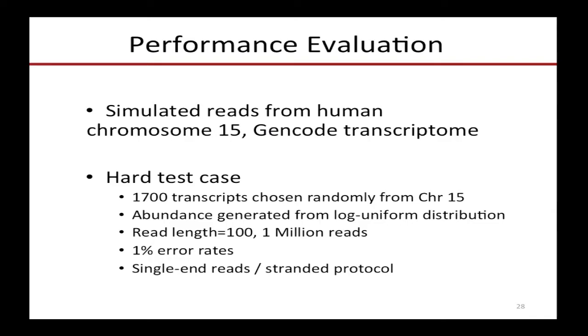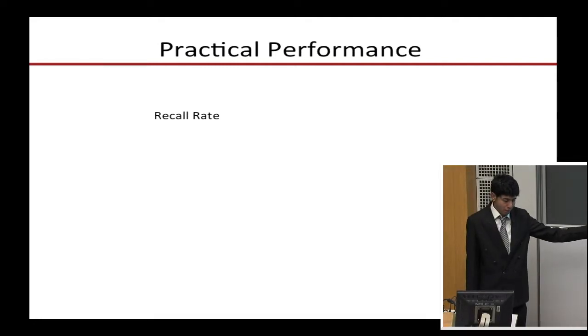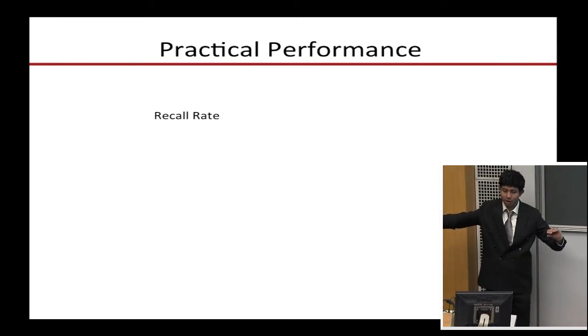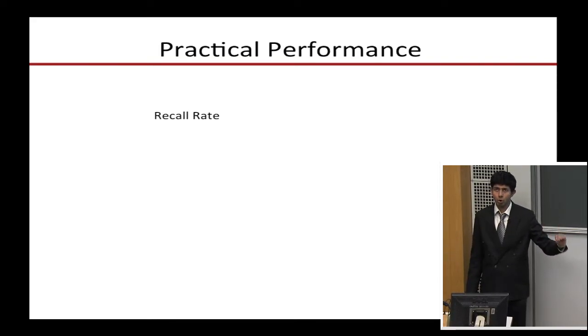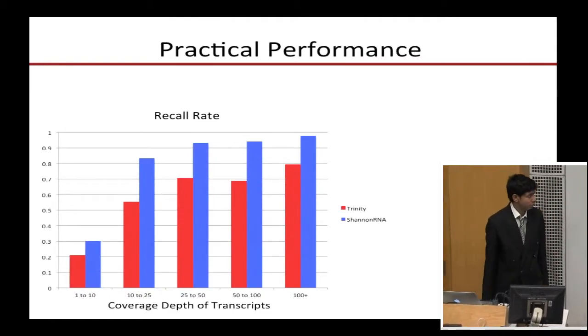We're modeling realistic error rates, realistic read lengths, and scaling the reads appropriately for this problem size. So here is our practical performance. Given a true list of transcripts, we sample reads from this, and then we reconstruct using our algorithm, and also using a competing algorithm called Trinity, developed at the Broad Institute at MIT. OK, so what happens here?